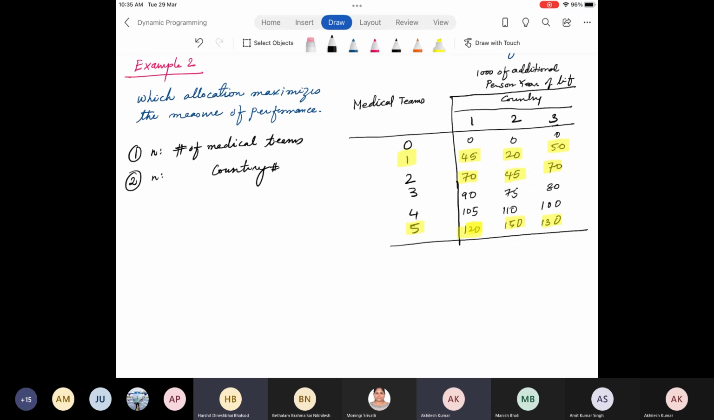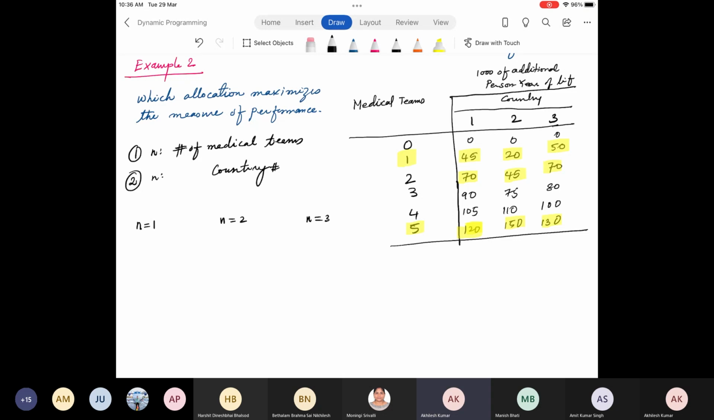So assuming that I can divide n equals to 1, n equals to 2, n equals to 3. Although they are not sequential decisions, they are interrelated decisions. For example, if I assign all the 5 teams to country 3, then I do not have anything to assign to 1 and 2. If I have just allocated 2 teams to country 3, then I have another 2 teams that can be allocated amongst country 1 or 2.